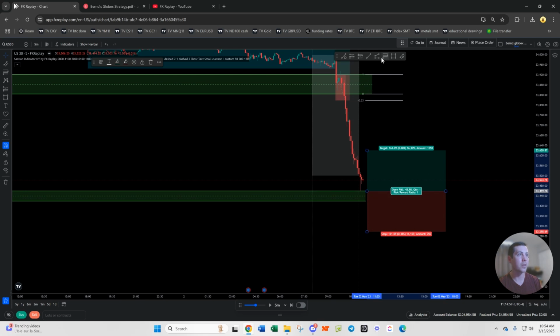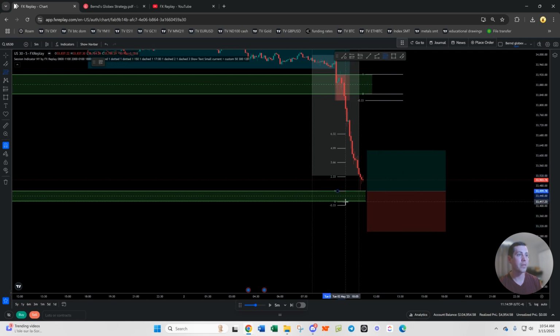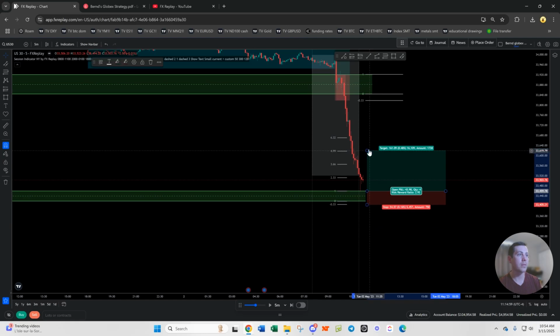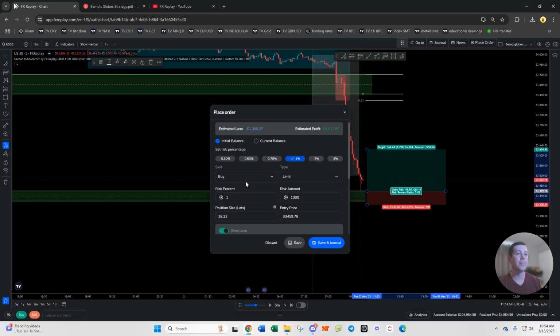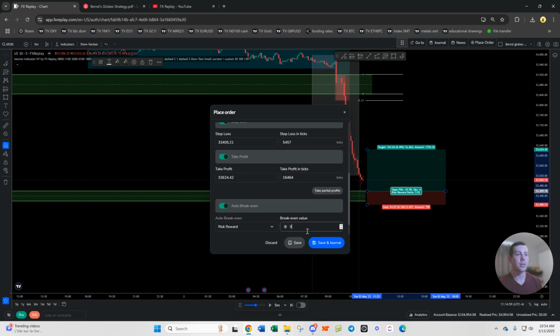I'll put a limit order here. So put my fibs on the charts. Stop loss negative 0.33. Going to go and target 3R. About there. Place order, buy limit, break even after 1.5R.